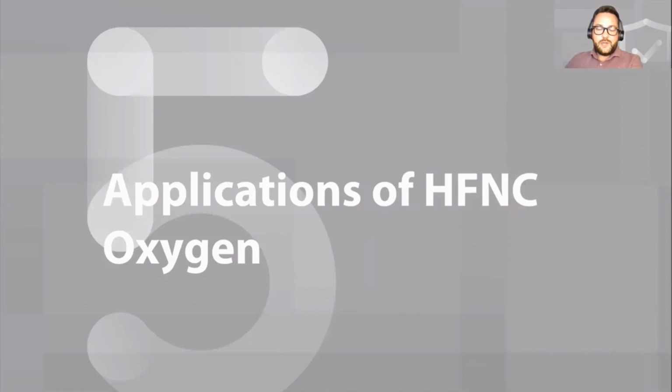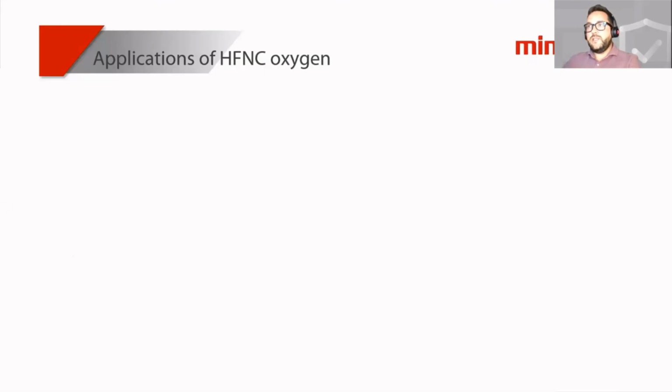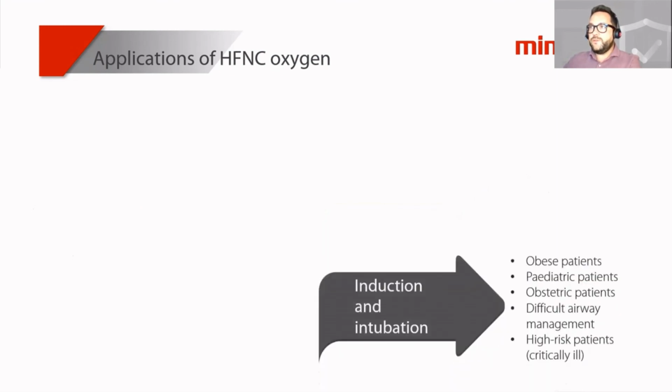So, which are the applications of using high-flow nasal cannula to administer oxygen in anesthesia settings? During anesthesia induction and intubation, the high-flow nasal cannula oxygen delivery could be very helpful to manage high-risk patients like the following ones. Obese patients with a reduced functional residual capacity and a higher incidence of atelectasis. In this group of patients, there are ventilation and perfusion mismatches that lead to hypoxemia by shunting. Pre-oxygenation enhances the safety margin for induction of general anesthesia and the placement of the endotracheal tube.